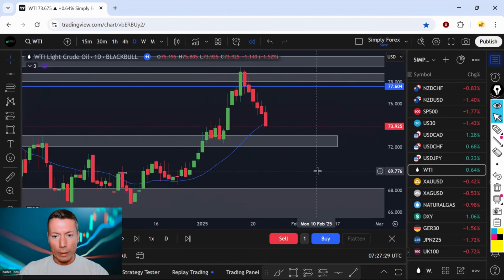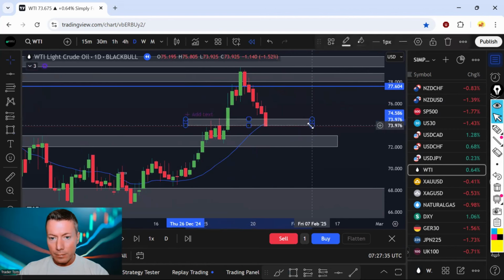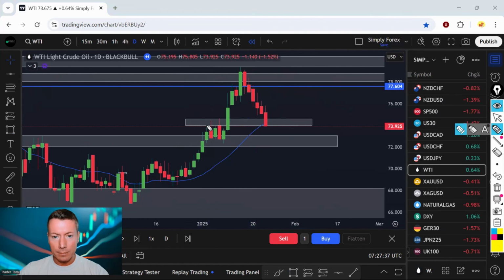Now, at this point, again, some people might have entered here. There is a level of resistance here. Some people might have just entered here. But again, you need to put your stop below this swing low. But this is the key level for me in here.